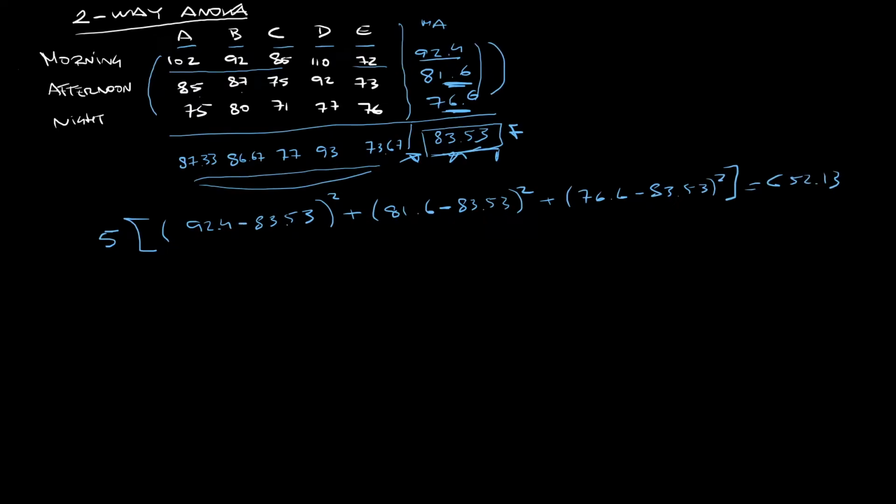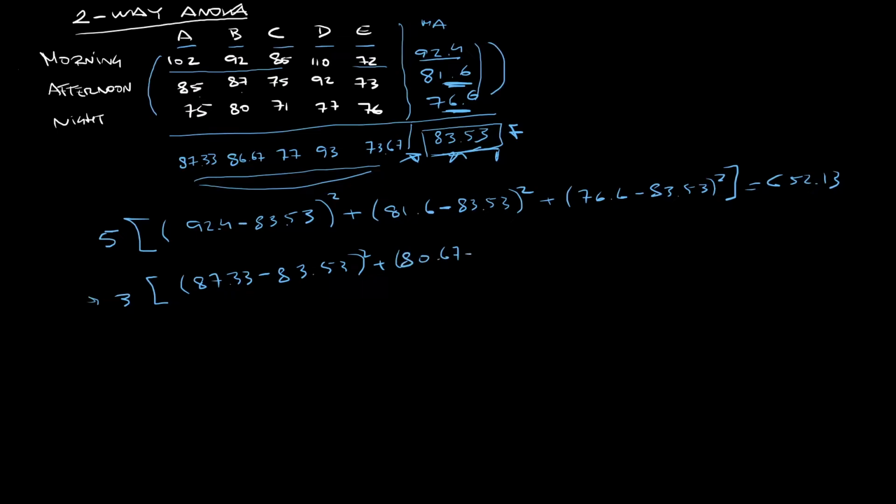Just plug those numbers in a calculator and you'll get 652.13. And then we're going to do the same thing for the bottom row. We have all these ones, and we're going to do the same operation. So it's 3, because we have 3 rows. The first one we had 5 columns, now we have 3 rows, and we're going to do the same thing. So 87.33 minus the average squared plus, and we're going to do the same for the remaining elements.